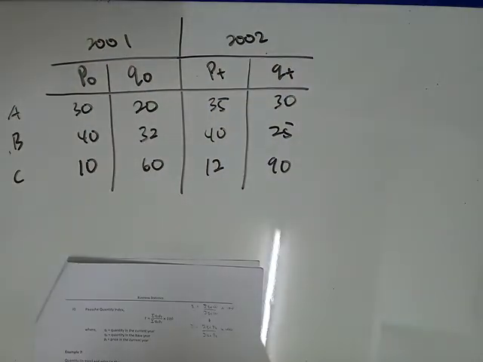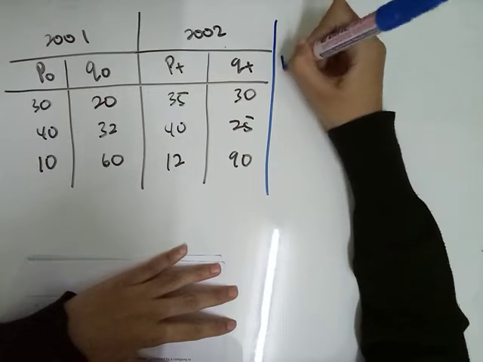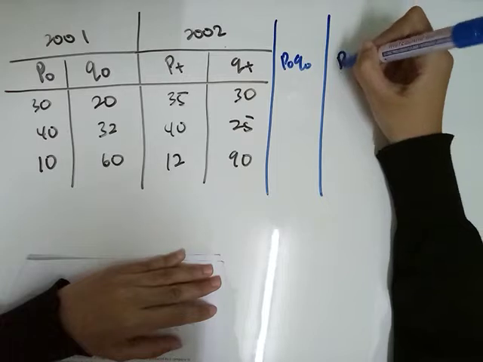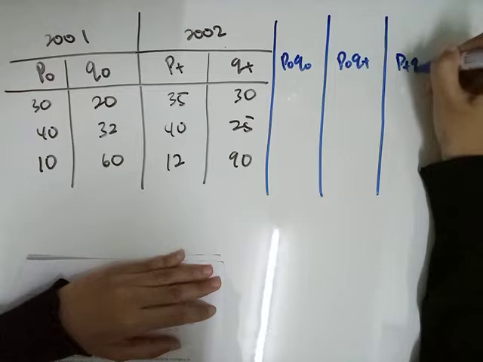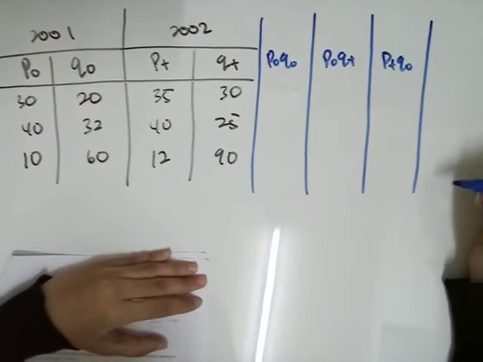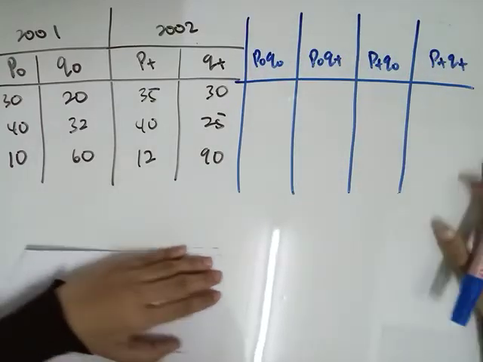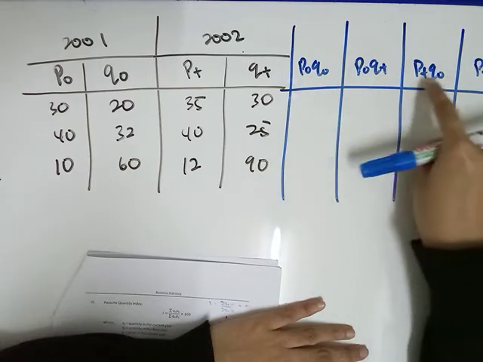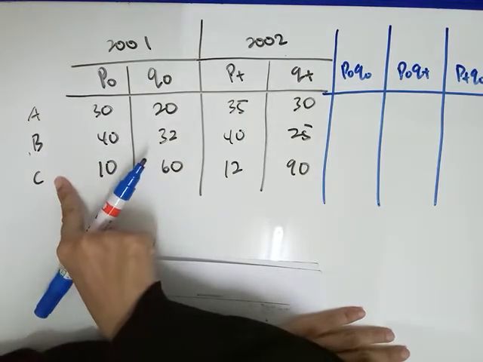So what you need to do is, first you need to calculate the product of P naught Q naught, P naught QT, PT Q naught, and last one, PT QT. I write them small here. Okay, you need to calculate the product of P naught Q naught, P naught QT, PT Q naught, PT QT for each item A, B and C.